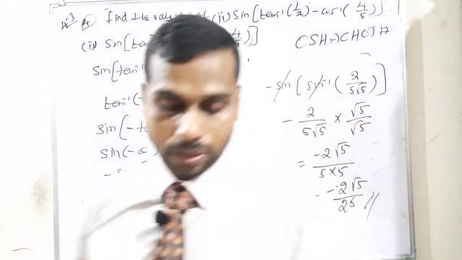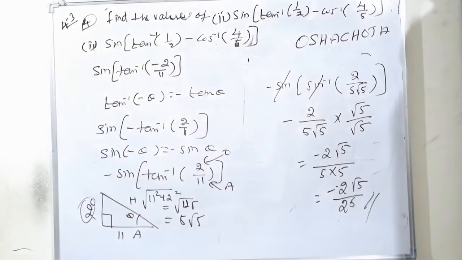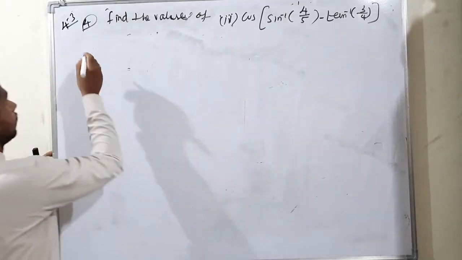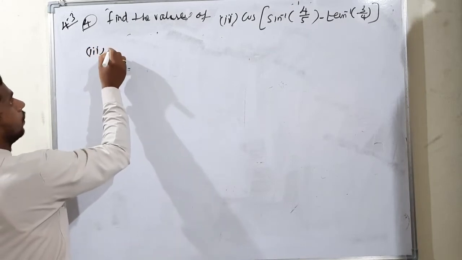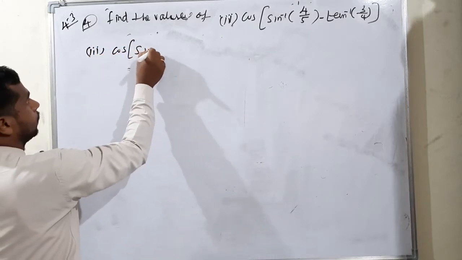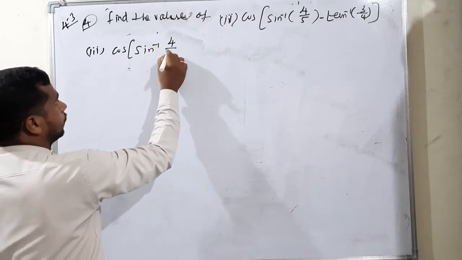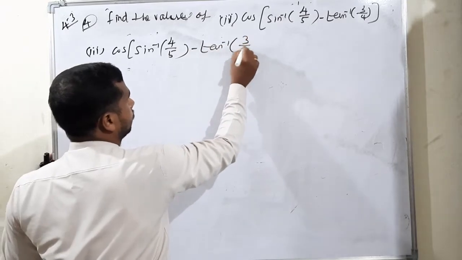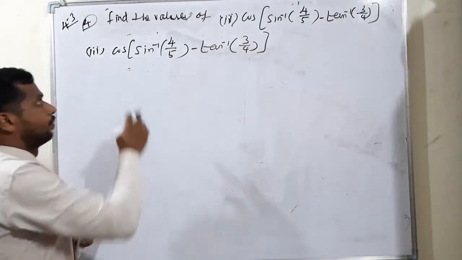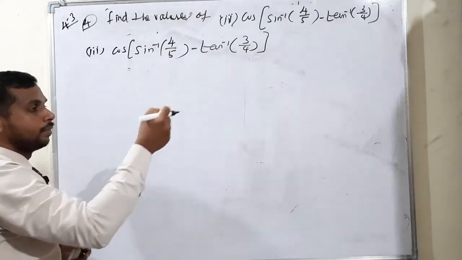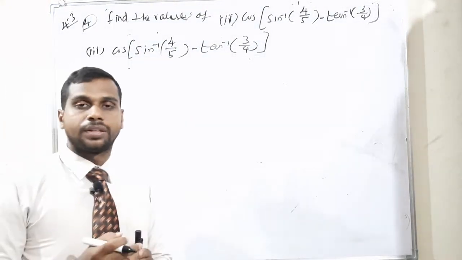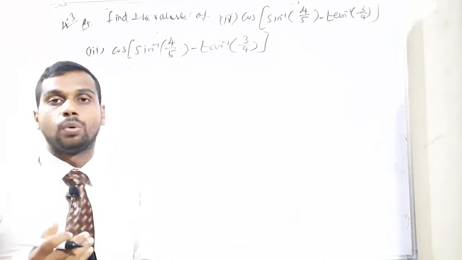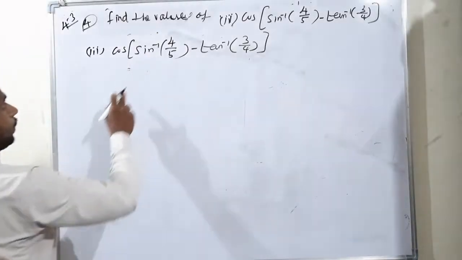Okay, I will continue with subdivision three. Moving to subdivision three, exercise 4.3, question number 4. What is the question? Cos of sin inverse 4 by 5 minus tan inverse 3 by 4. So the first term we convert to tan inverse, then we can apply one of the important formulas. What is the formula? Tan inverse x minus tan inverse y is equal to tan inverse of x minus y over 1 plus xy. So we have to rearrange it.